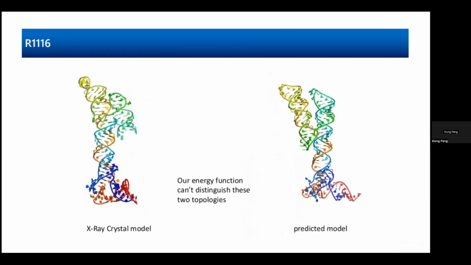For another target, the 1116, we didn't give the right topology on the upside because our energy function is not accurate enough to distinguish these two different topologies. So I think there's a long way to go to build a better, or ideal, energy function for RNA structure modeling.